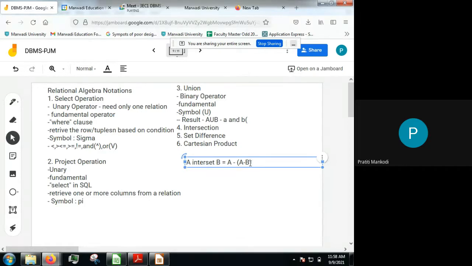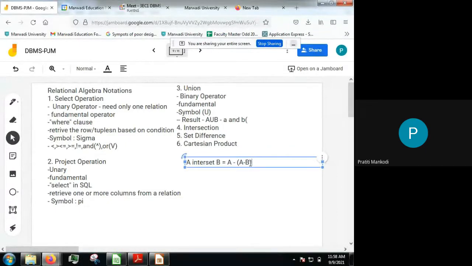A intersection B can be derived from A minus B. So what is A minus B? All the things in A but not in B. Right? Again, that intermediate result will be again subtracted from A. So you will be getting the exact thing which is there in A intersection B. Right? So that means your intersection is derived one. It can be derived from difference.